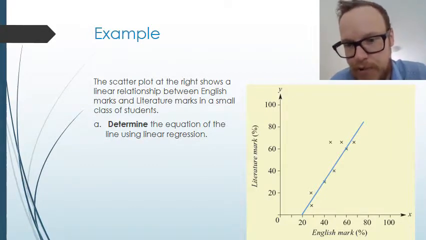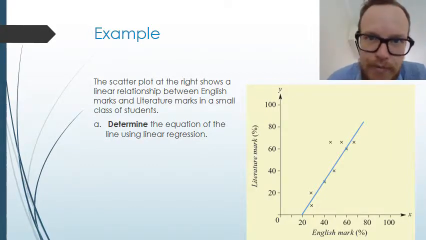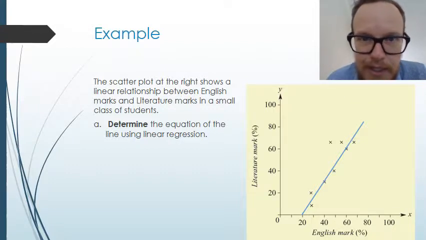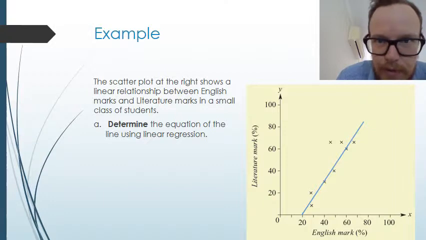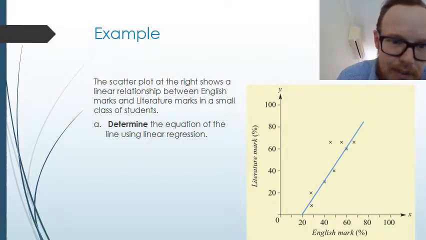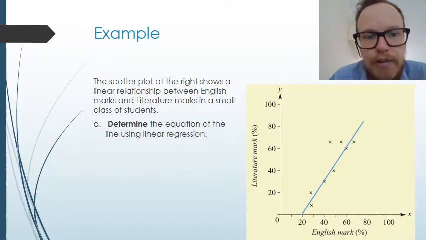So our rise is from 30 to 60. So our rise is going to be 30, and our run is from 40 to 60, so 20. So then that reduced down means we get 3 over 2 as our gradient.